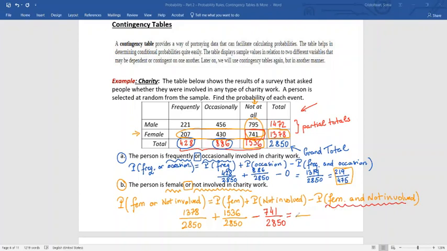The answer here will be 2,173 divided by 2,850. And we will try to simplify. It seems that the simplified fraction form stays this. So this will be the answer.